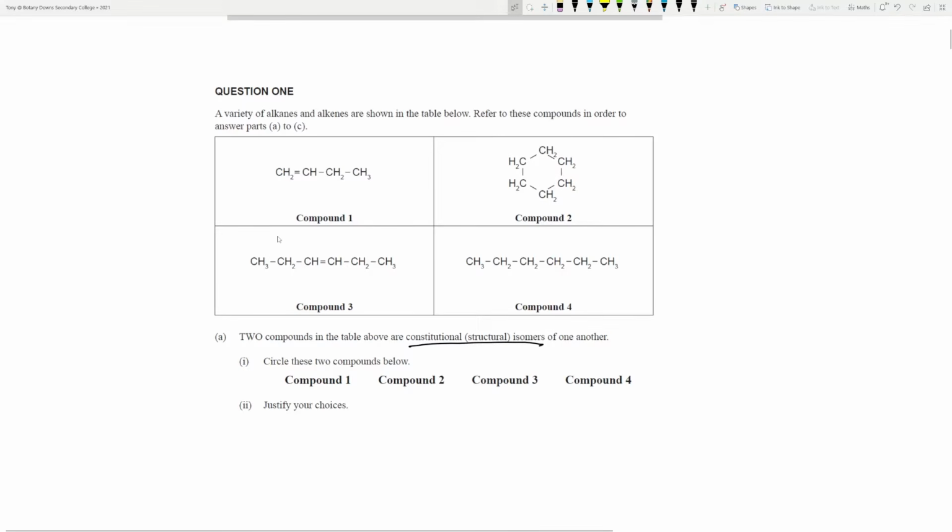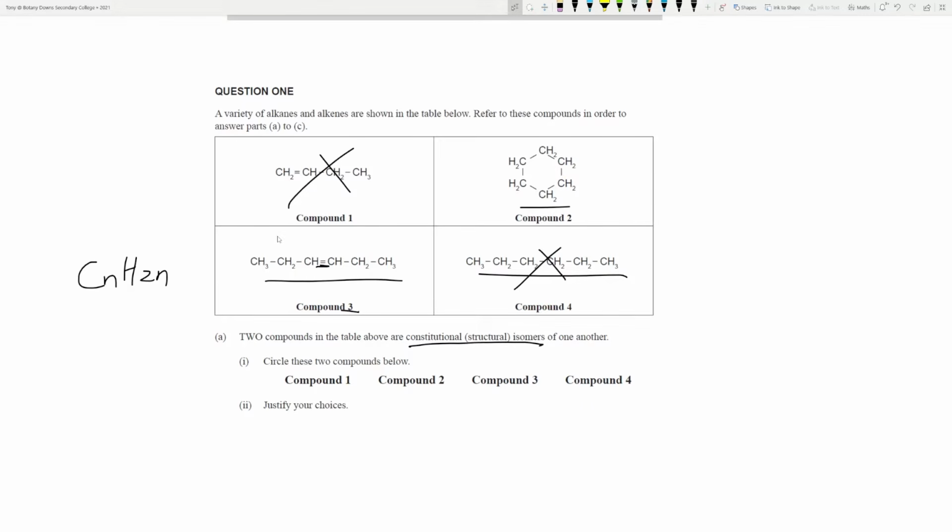Clearly this is 6, this is 6, this is 6, this is 4, so definitely not that one. There's a double bond here, so compounds 3 and 4 can't be structural isomers, because when you have an alkene, the number of hydrogens is only going to be double the carbons, whereas for alkanes, the number of hydrogens is going to be double the number of carbons plus 2 more. This is a cyclo structure, and with a cyclo structure, the carbon and hydrogen relationship is exactly the same as with an alkene. So it's going to be compound 2 and compound 3.